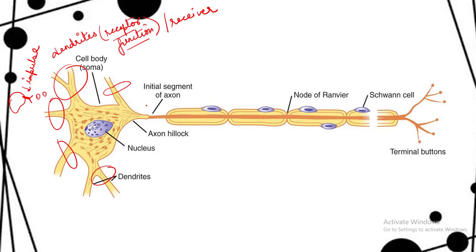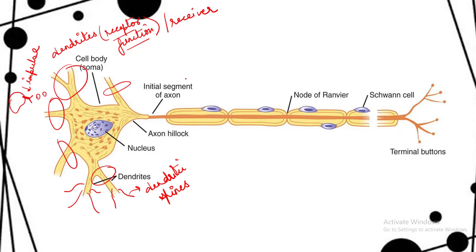Another way of increasing the surface area further is that these dendrites further branch out to form the dendritic spines. So these dendritic spines will further increase the surface area available for receiving the information. So this was for the dendrite.